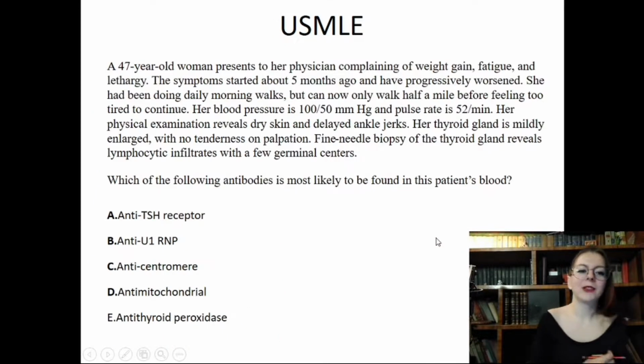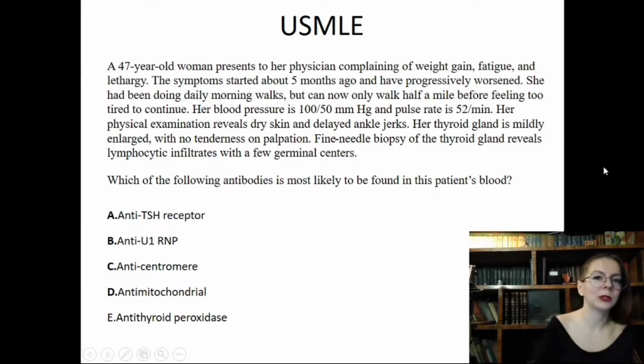Then the next question is about a 47-year-old woman, and she's complaining of weight gain, so high body weight. Also she feels weakness, she tires too quickly, her blood pressure is a little bit low, and the thyroid gland is mildly enlarged. So which of the following antibodies is most likely to be found in the patient's blood? If you listen attentively, you'll answer this question. So please put your answers in the comments.